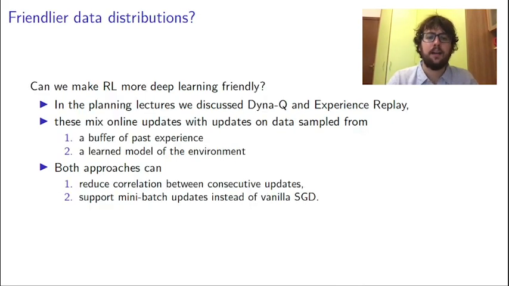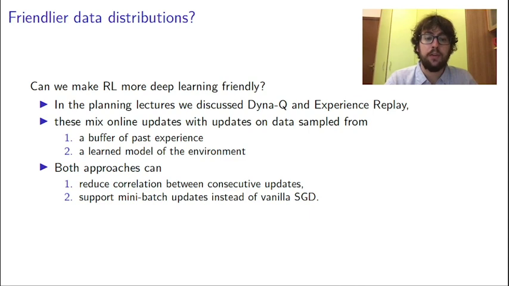So how can we make RL more deep learning friendly? If we look back to previous lectures, it's quite clear that certain algorithms may better reflect deep learning's assumptions than others. So it's good to keep deep learning in mind when choosing what to do on the RL side. So for instance, during the planning lecture, we discussed DynaQ and experience replay, where we mixed online updates with updates computed on data that was sampled from a learned model of the environment in the case of DynaQ, or from a buffer of past experience when we're doing experience replay.